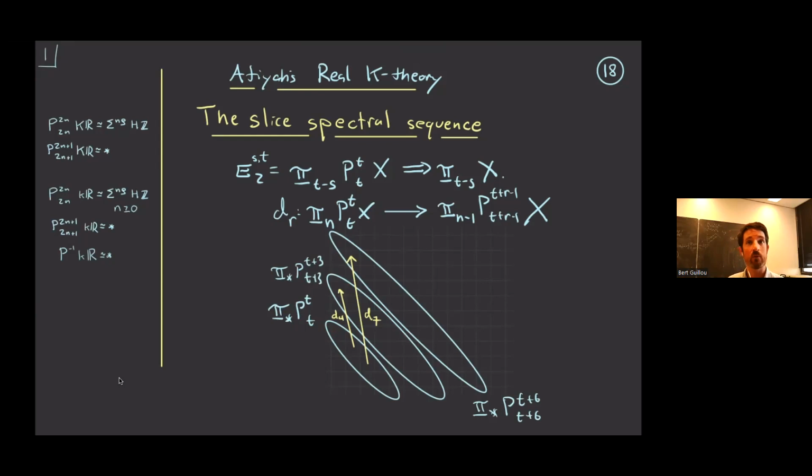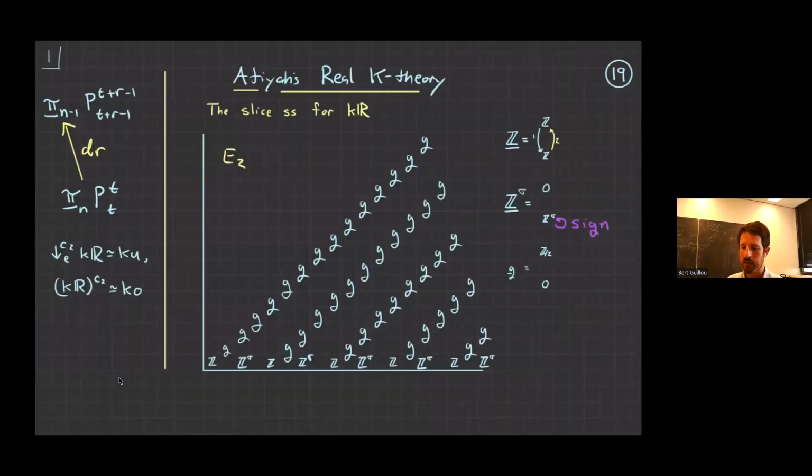Now let's just look at what this is in the case of KR. Okay, so this is a picture of the E2 page for KR, and you might say, what the heck? Where does that come from? This is something that we'll work out in the next lecture, and you'll do it on the problem sets as well. But for instance, here, this is the homotopy of the 2 slice, so here we have pi star of the 2 slice.